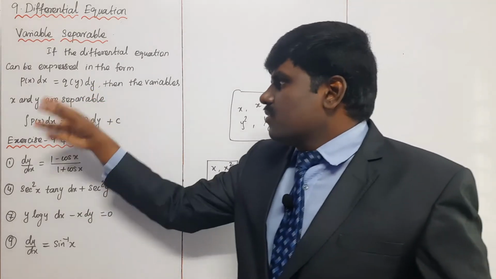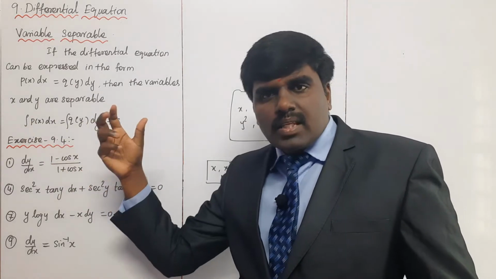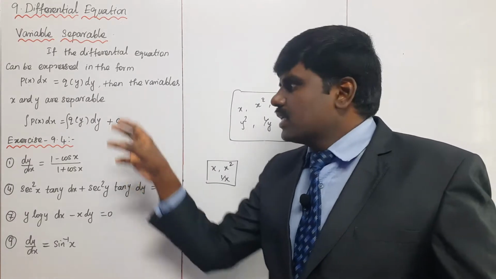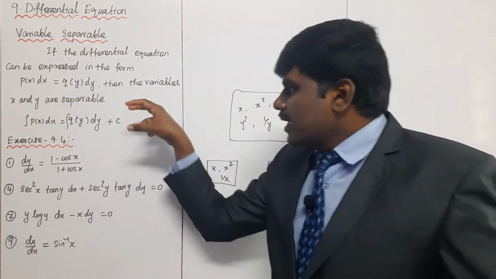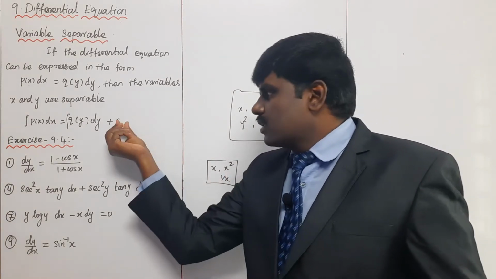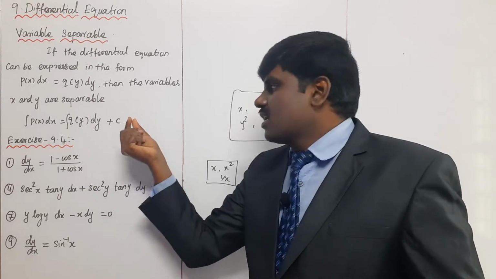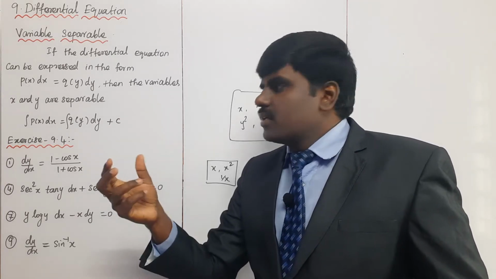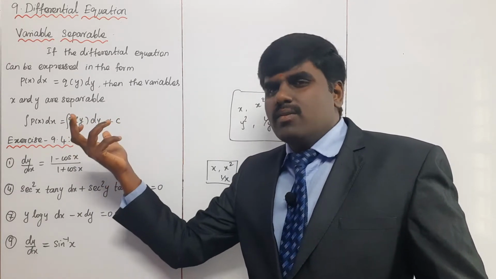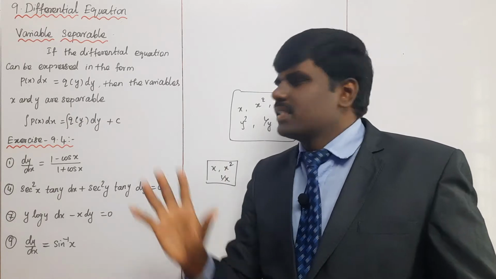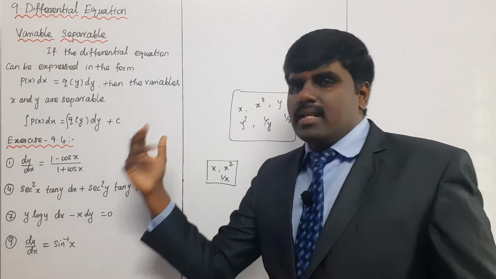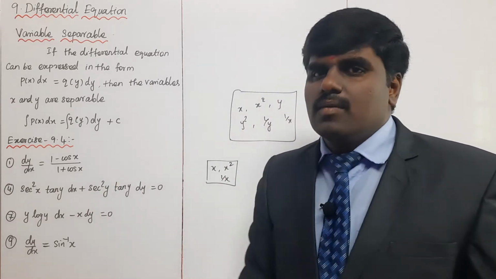Next, you integrate: integration of f(x) dx is equal to integration of g(y) dy. I have to introduce constants. On the left hand side you introduce one constant, and on the right hand side another constant. In both, I will take only one common constant, C. There is no need to introduce a constant on both sides. You introduce one constant, commonly on the right hand side or the left hand side, any one side; basically on the right hand side. Only one common constant.